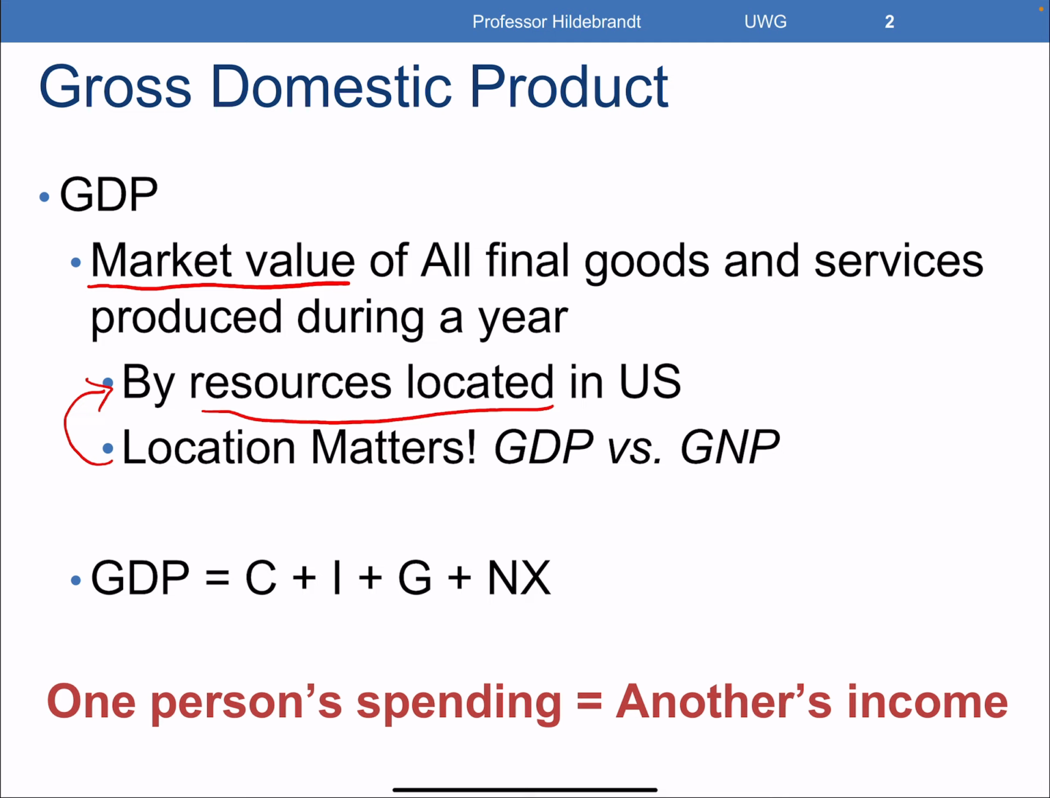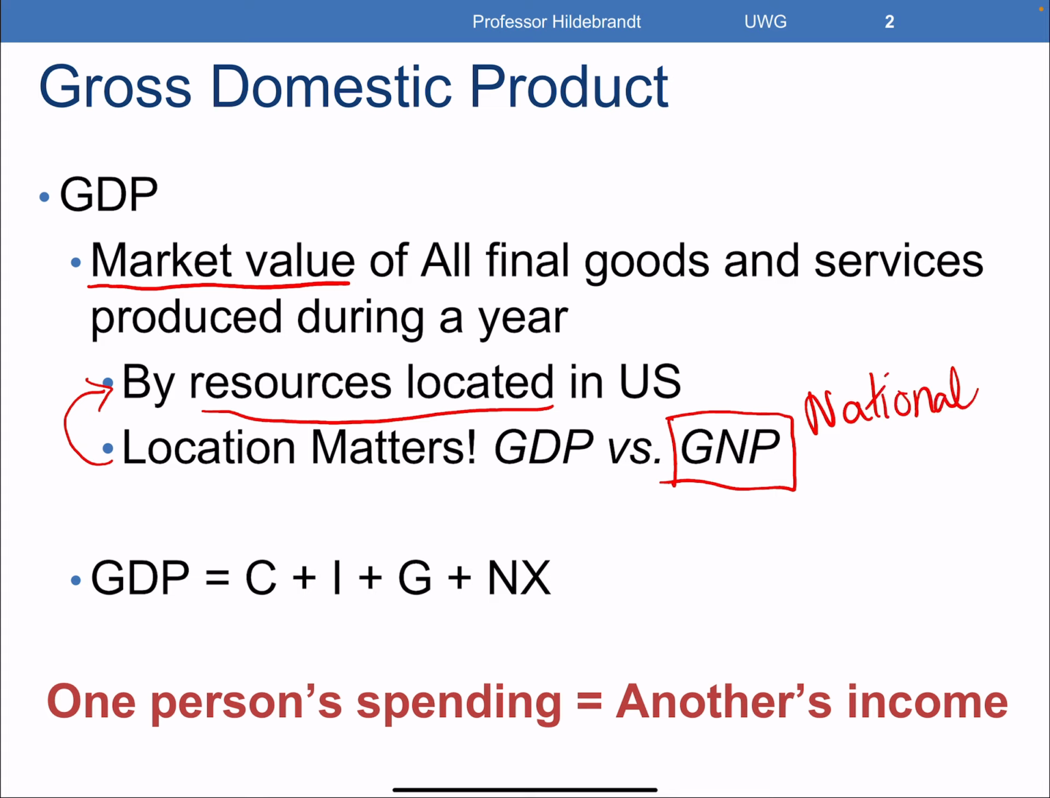Let me give you a couple of examples of what doesn't count then. For GDP, if Ford has a facility in Argentina and they're completely manufacturing those trucks down in Argentina and selling them down there, that does not count in U.S. GDP. Why? Because the resources are located outside of the United States. So that's GDP. This next one, you probably don't hear as often, but it's another way we can measure production. It's called GNP, or Gross National Product.